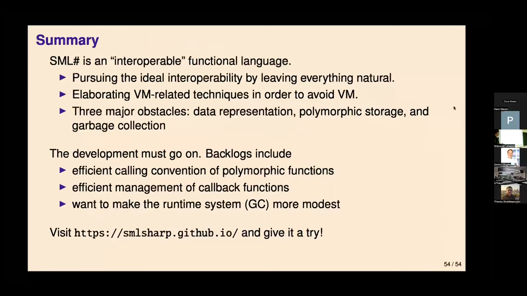This is the end of my talk. Just a summary. What I'd like to say today is the message that elaborating VM techniques in order to avoid it should be interesting, and let's start to develop.